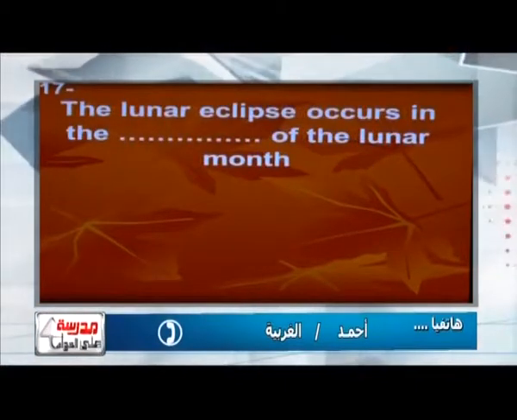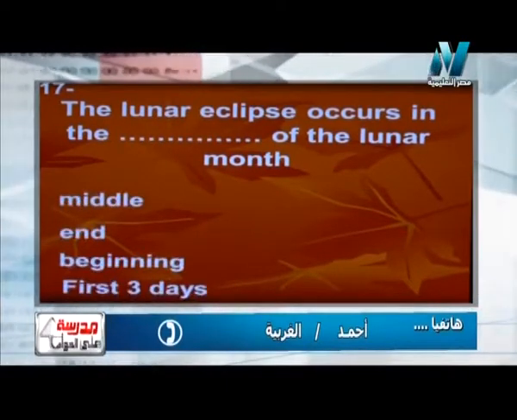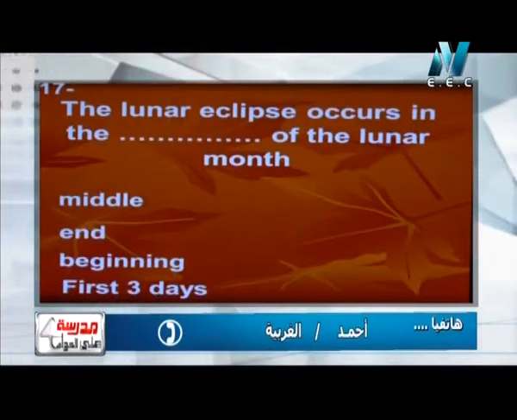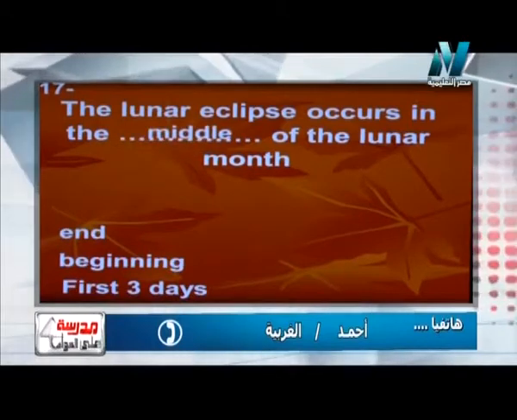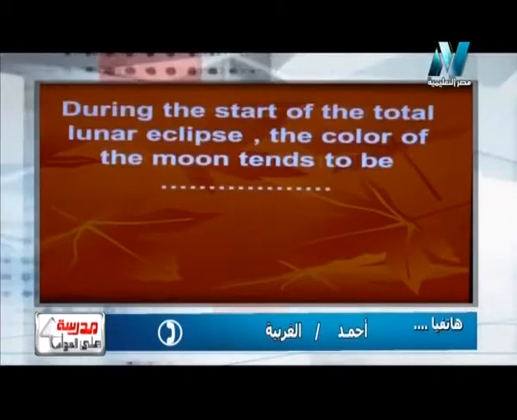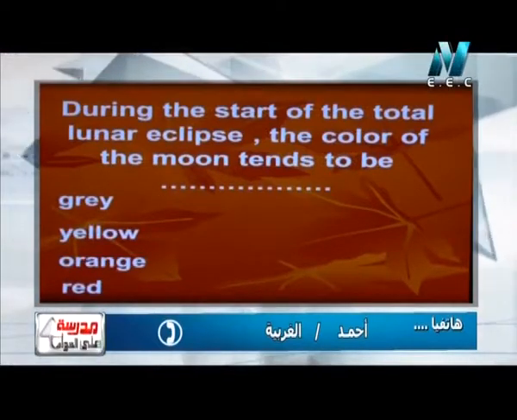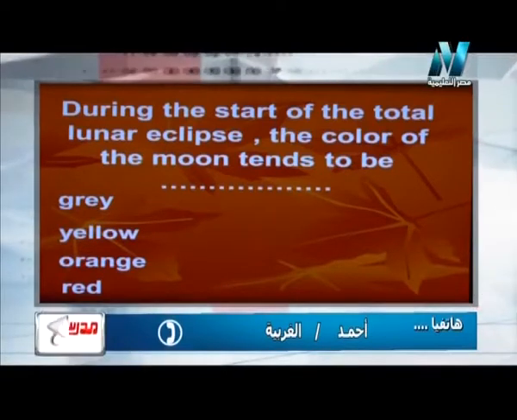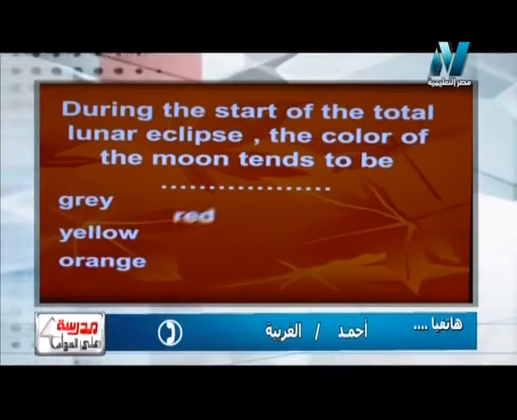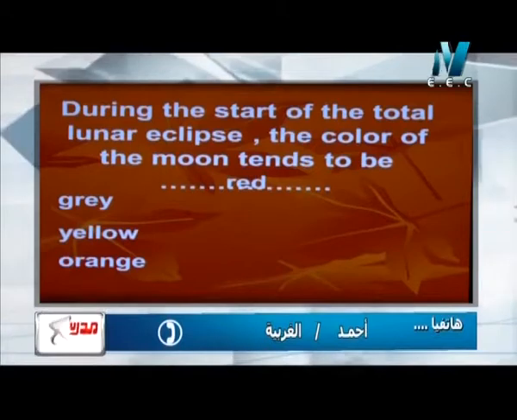So another question for you, Ahmed. The lunar eclipse occurs at what point of the lunar month? In the middle, in the end, in the beginning, in the first 3 days? In the middle of the lunar month. Again, another question for you, Ahmed. During the start of a total lunar eclipse, the color of the moon tends to be gray, yellow, or red? Red, surely, excellent. Ahmed, can you give me the reason for this phenomenon? Why does the moon tend to be red?